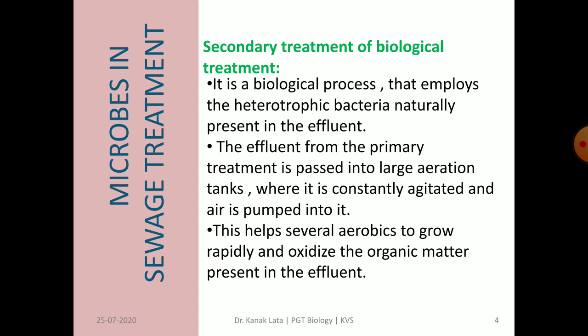The effluent from the primary treatment is passed into a large aeration tank where air is pumped. When the air is pumped, this helps in growing aerobic microbes rapidly, and these aerobic microbes are able to oxidize the organic matter present in the effluent. What is the role of these aerobic microbes? They help in oxidizing the organic matter which is already present in the effluent.